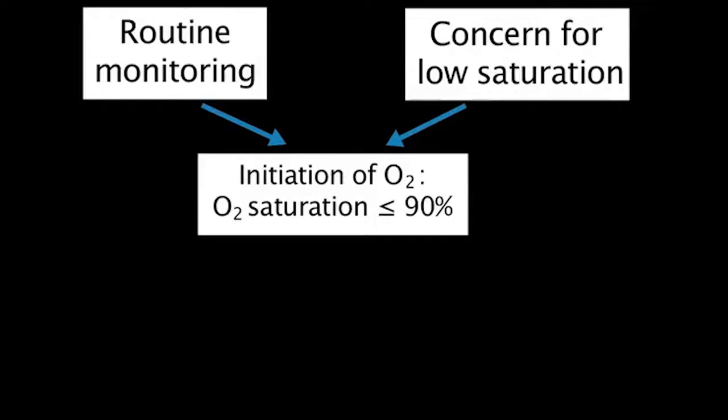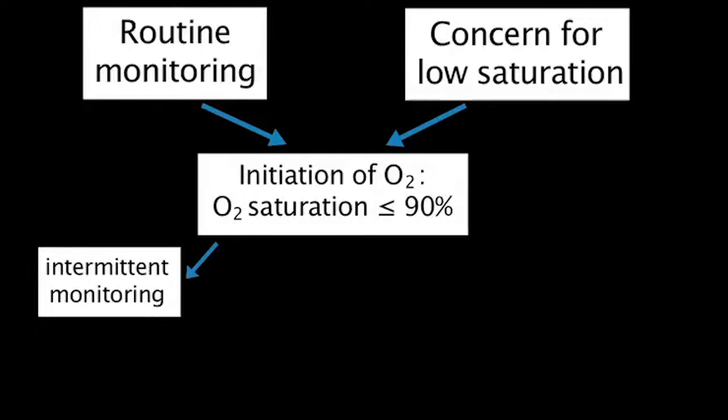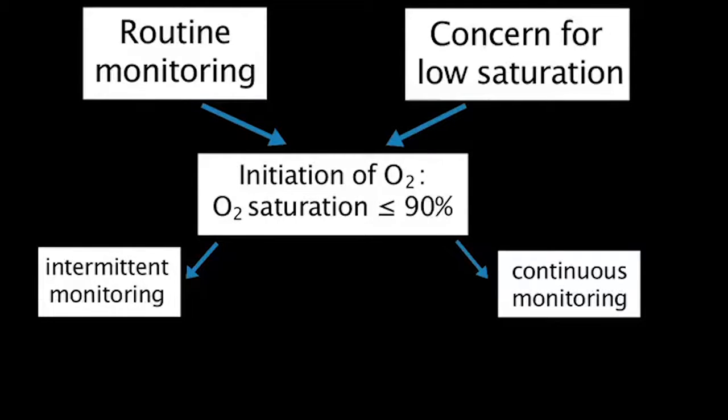The frequency of ongoing oxygen saturation monitoring also varies depending on the hospital access to oxygen and the degree of patient illness. In settings with limited oxygen resources, monitoring is often done intermittently, whereas in settings with ample oxygen resources, monitoring is often done continuously.